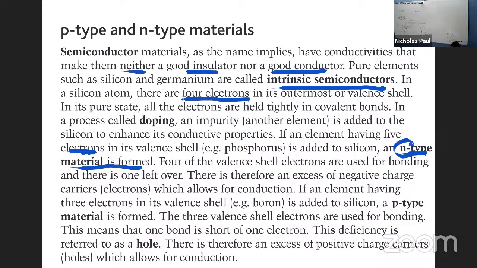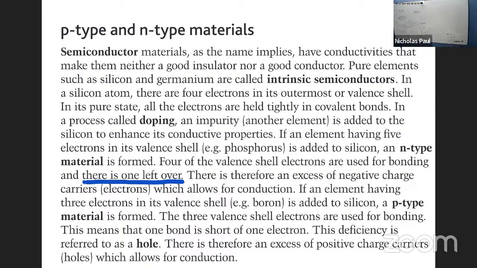Whenever you have less, P-type. P is like a hole. When an electron leaves, it will make a hole, and that's a positive charge. All right, so 4 valence electrons are used in bonding, and therefore 1 is left. There is therefore an excess of negative charge carriers, or electrons, which allows for conduction.